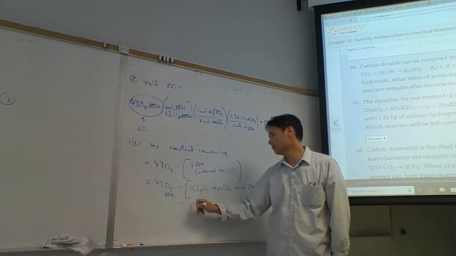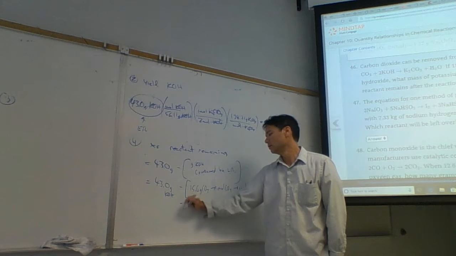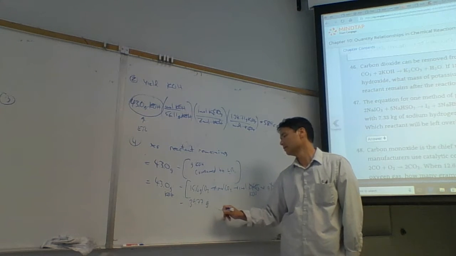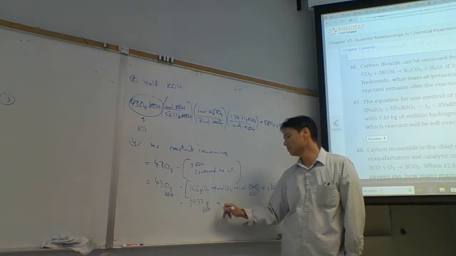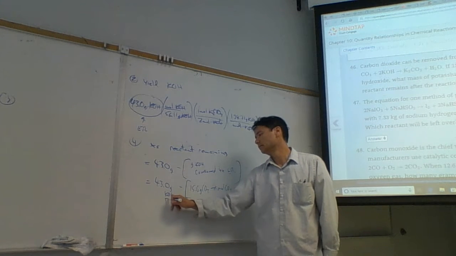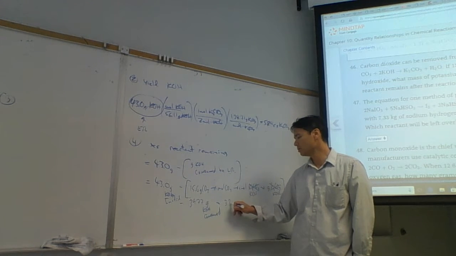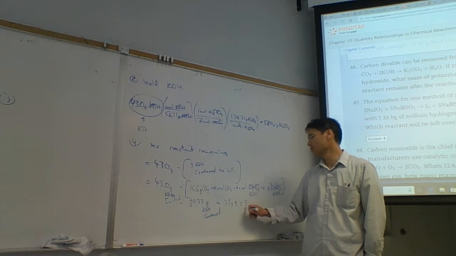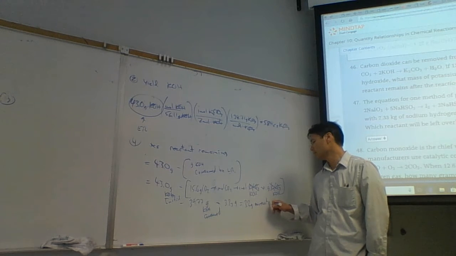And so what did this number come out to? It came out to 39.77, so 39.77 grams of KOH consumed. So this initial minus the consumed, which means how much is going to be left over? 3.23 grams. In other words, 3.2 grams of unreacted KOH.